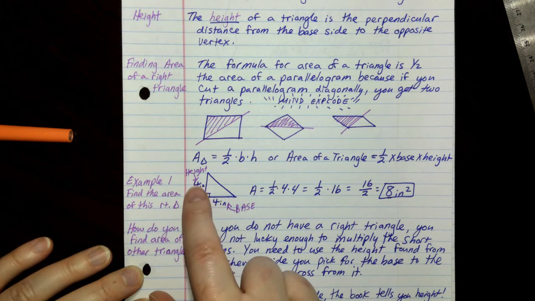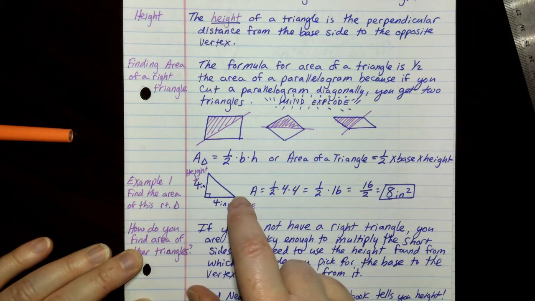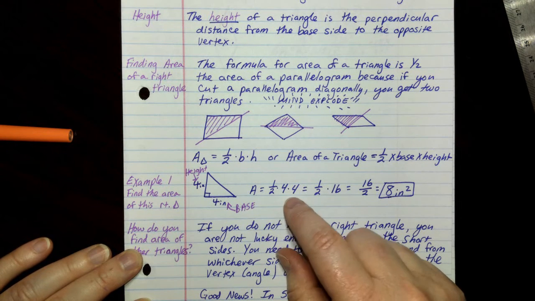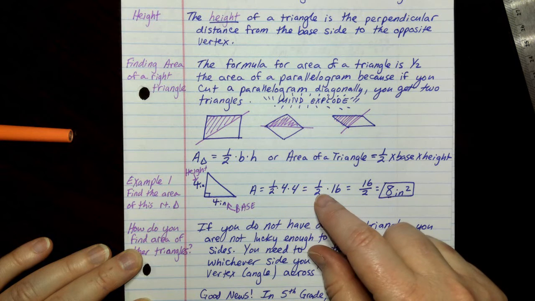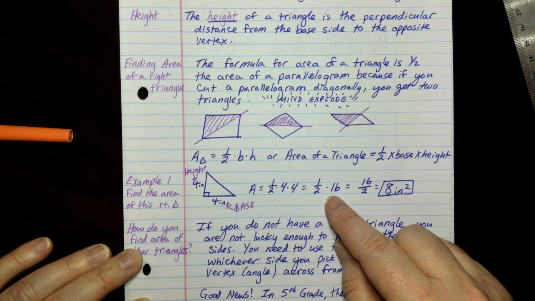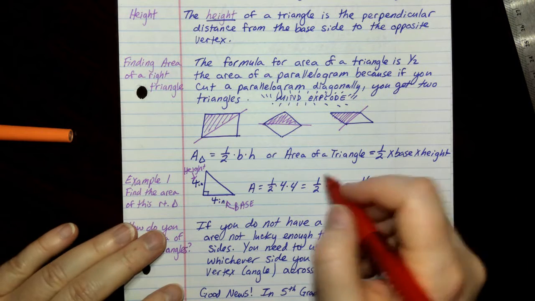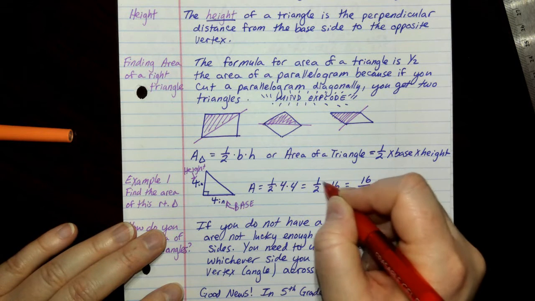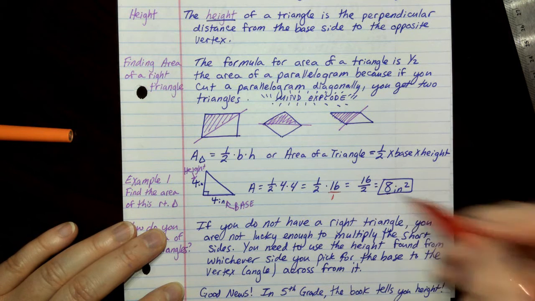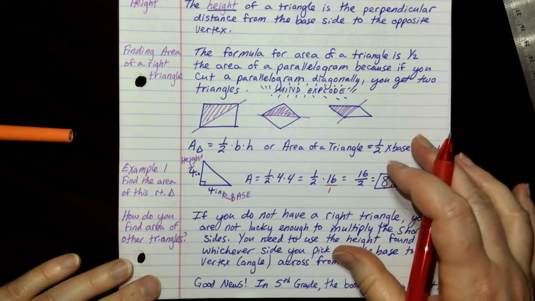So example 1, find the area of this right triangle. Right triangle, and I gave you 4 inches by 4 inches. This would be half of a parallelogram, that would be 4 by 4. So area equals 1/2 of 4 times 4, which is equal to 1/2 of, I did the 4 times 4 first because that one's pretty easy, 1/2 of 16. So 1/2 times 16 over 1. 1 times 16 is 16. 2 times 1 is 2. 16 halves. 16 divided by 2 is 8. So we would have 8 inches squared.